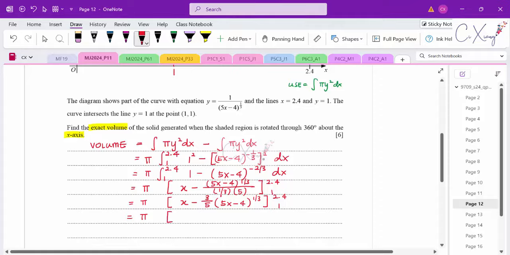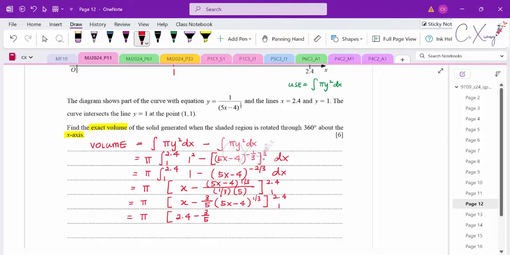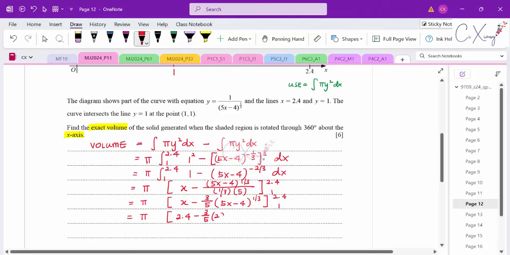Okay, so now let's substitute in the values one by one. First, substitute in 2.4, so you're having 2.4 for the x. Minus 3 over 5, you just copy it. Then you take 5, multiply with 2.4, minus 4. Then I think you should get 8. So 8, you take the cube root of 8, you'll be having a 2.